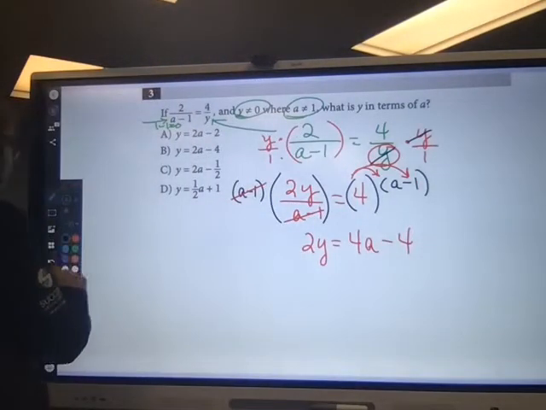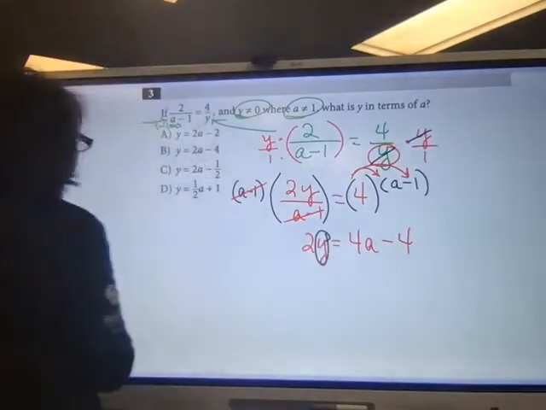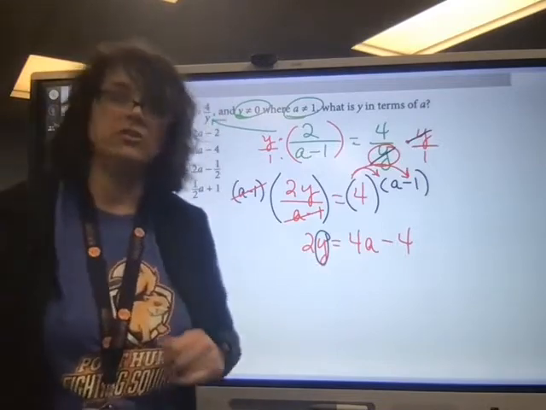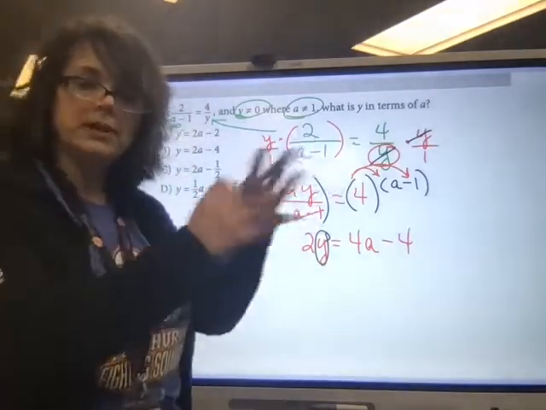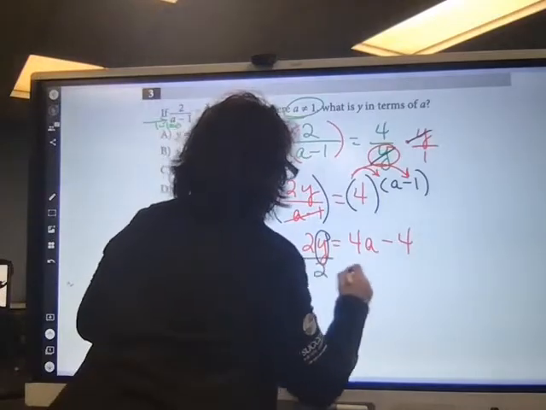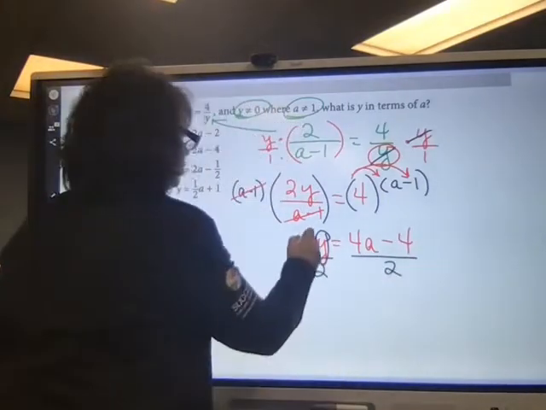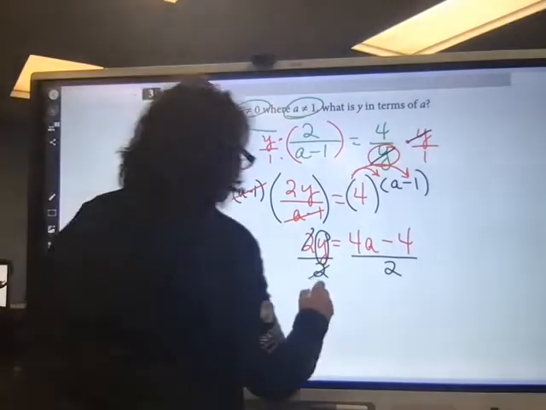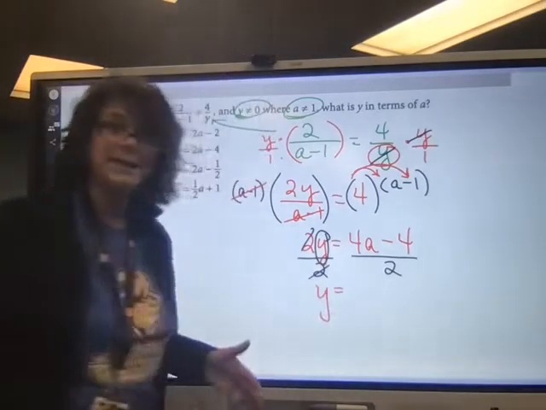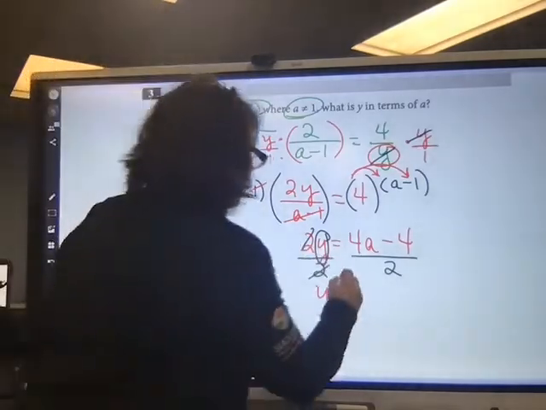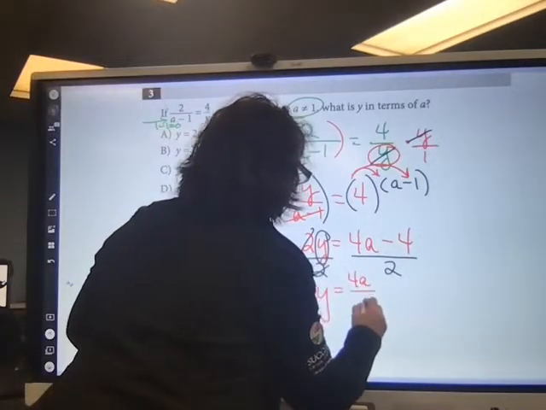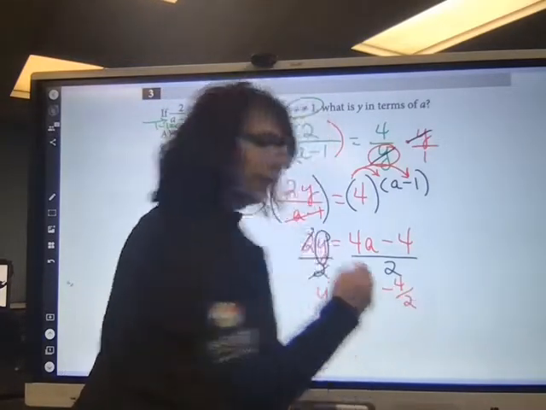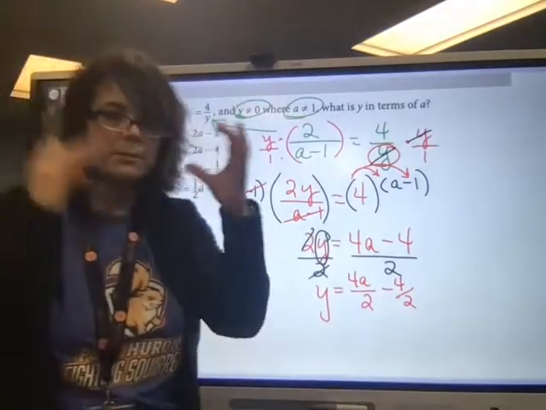Again, remember our goal is to get y by itself. y is currently being multiplied by 2. The opposite of multiplication is division. So we're going to divide both sides by 2. Again, just changing how our equation looks. Our 2's cancel because 2 over 2 is 1. We're left with y on the left side, which is what we need, right? And now the right side looks like this: 4a over 2 minus 4 over 2. So I hope that brings back some memories for you.